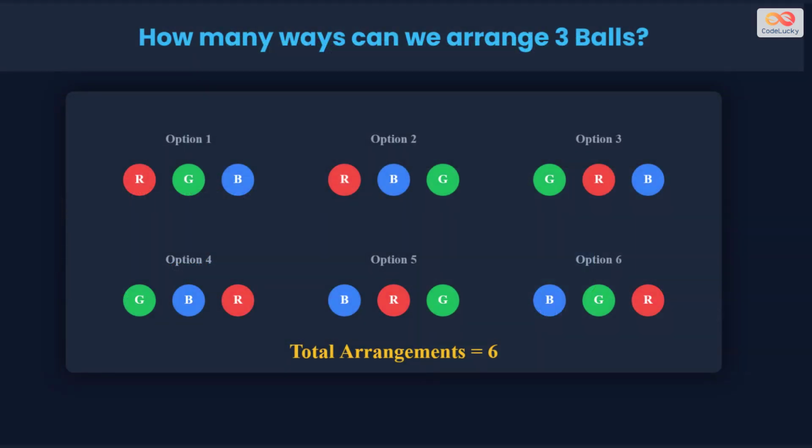Let's look at a visual example. Imagine we have 3 balls, red, green, and blue. How many different ways can we line them up? By listing them out, we can see there are exactly 6 distinct arrangements. Each lineup is a unique permutation.